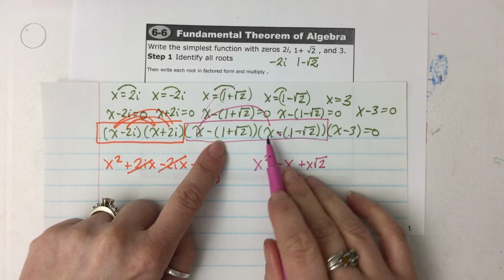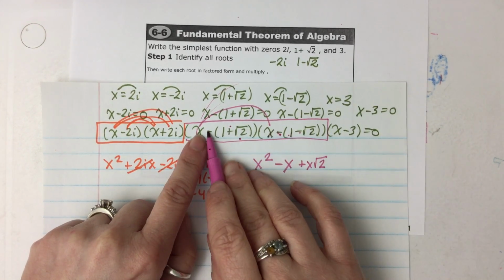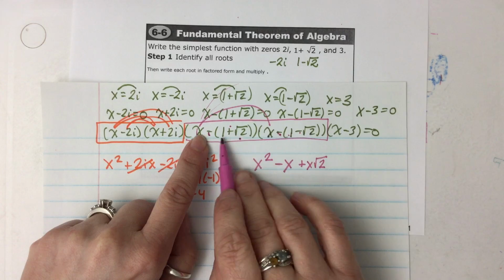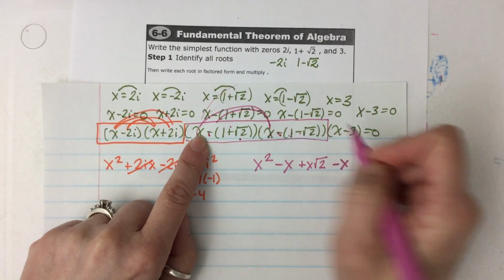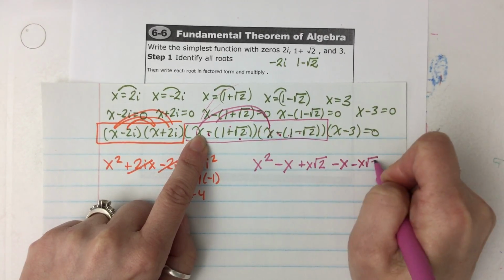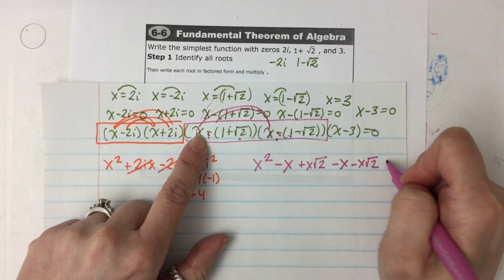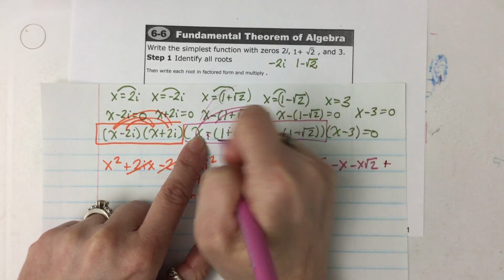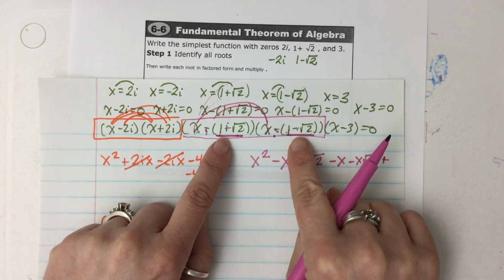Now when I go to the inside, it's one term times two terms. So I'm distributing, but you have to remember that that negative always goes with what's behind it. So x times a negative 1 is a negative x. X times a negative square root of 2 is a negative x square root of 2. Negative times a negative equals a positive. Now I'm multiplying these two terms together. Okay, so I have to FOIL within the FOIL.